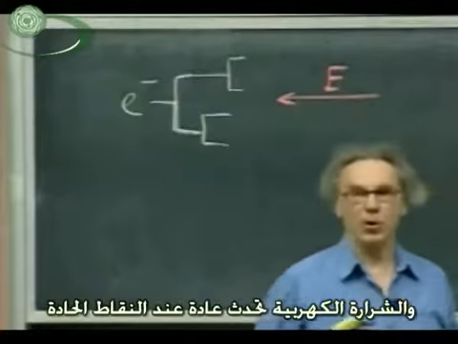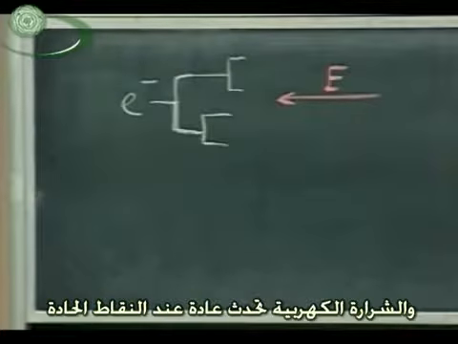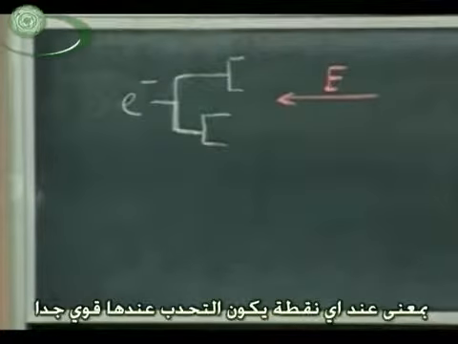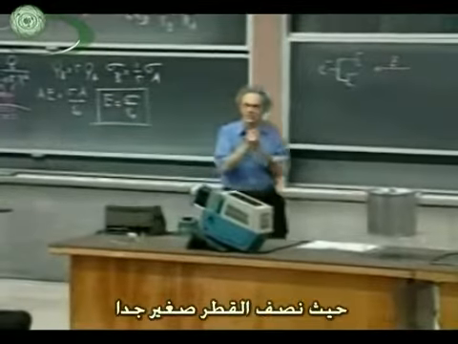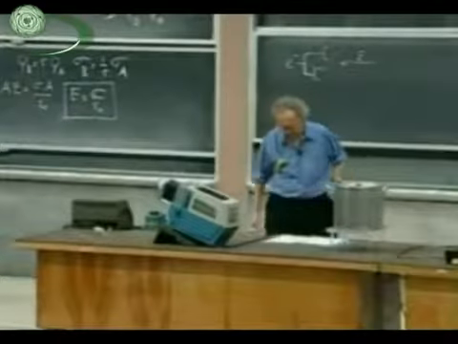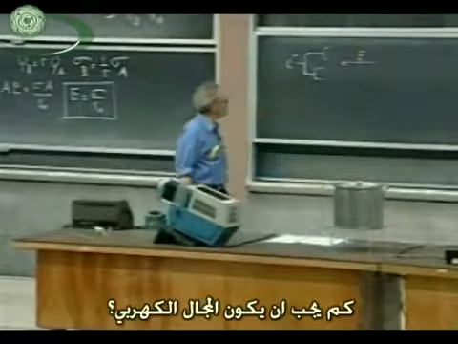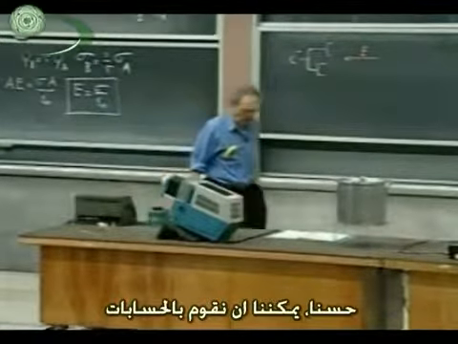And so sparks will occur typically at sharp points, at areas where the curvature is strong, whereby the radius is very small. That's why the electric fields are the highest. How strong should the electric field be? Well, we can make a back-of-the-envelope calculation.